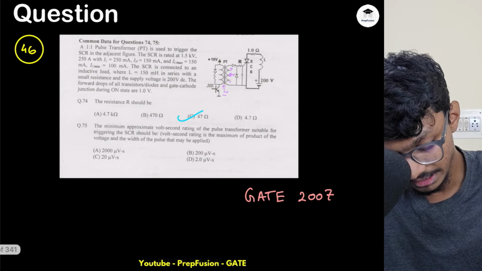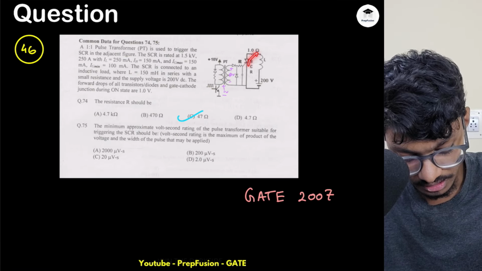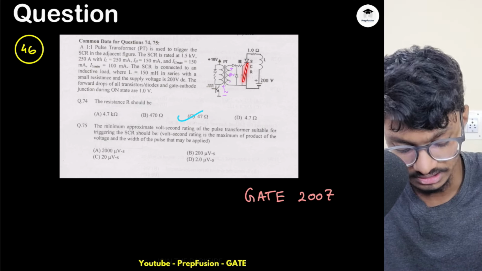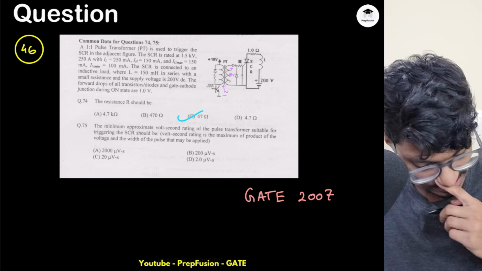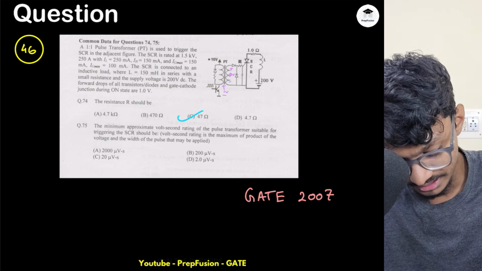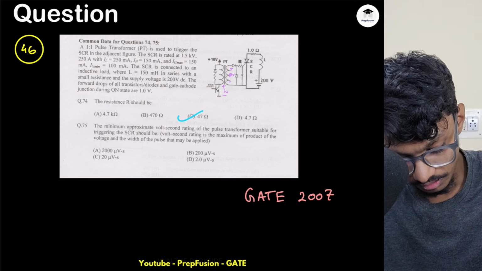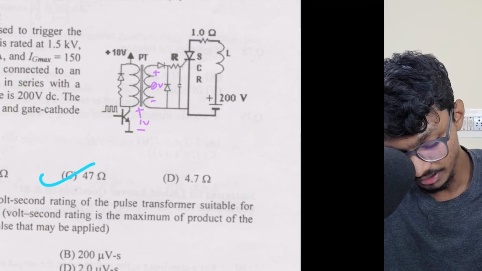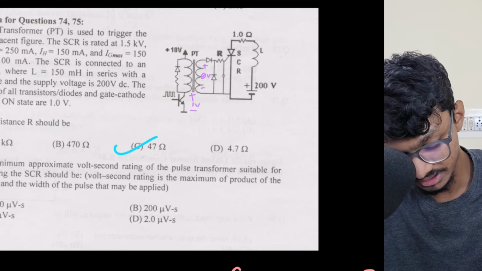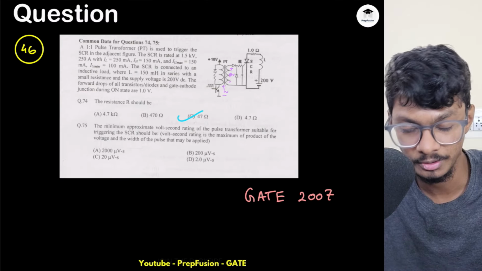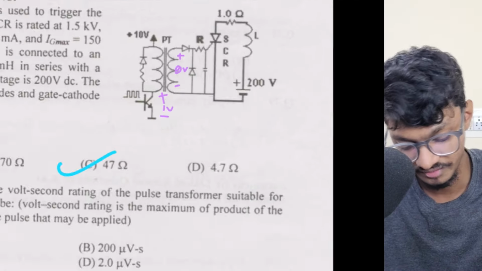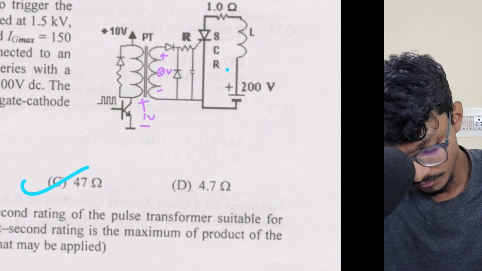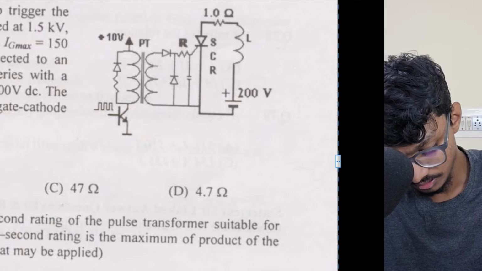So for how much time do I need to apply the pulse? When the current in the SCR reaches the latching current, then for that amount of time I have to apply this pulse, right? So what is the equation of the current here? I have to write the equation of current in this circuit now. When this current reaches I latching, then only I will be able to determine my pulse width. That's what we used to do previously as well. So I have to determine the I latching.